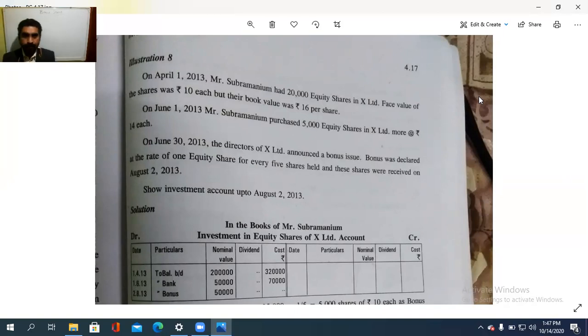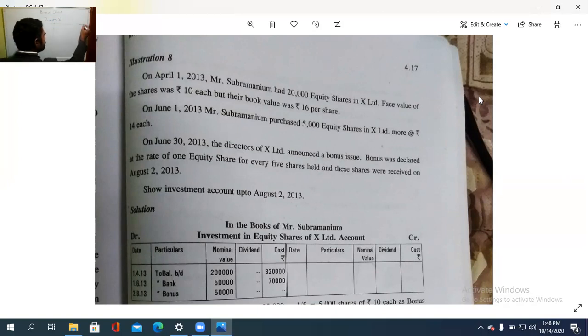On June 30, 2013, directors of X Limited announced a bonus issue. Bonus was declared at the rate of 1 equity share for every 5 shares held, so 1/5. And these shares were received on August 2, 2013. Show the investment account up to August 2. So, investment account.